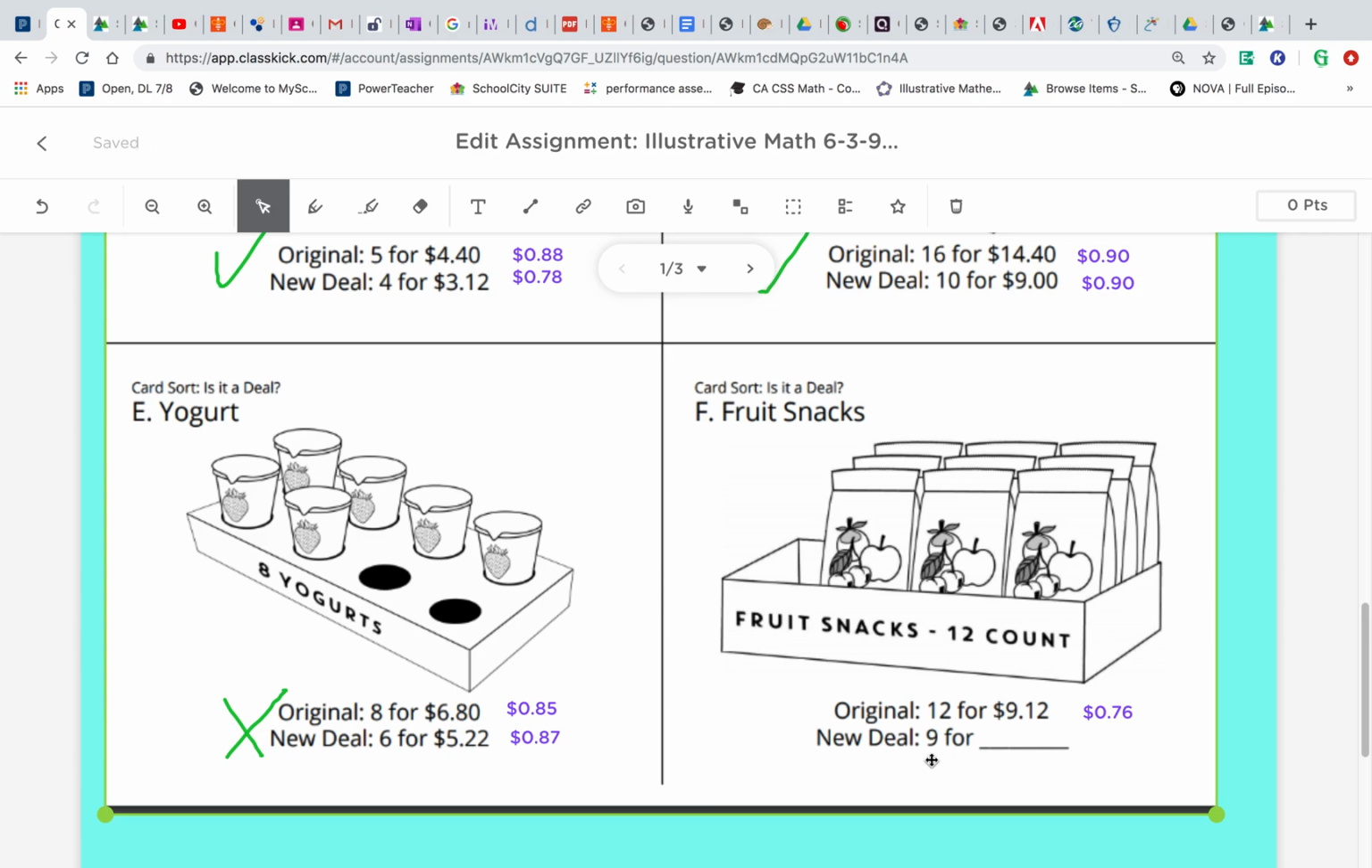The new deal, it's 9 for blank. So we don't know what the new deal is, but we want to see what would be a good deal if we knew that we were going to be getting 9 for a certain amount, right? So, well, the idea is that if we paid 76 cents for 1 here, we don't want to pay more than that down here. We want to pay either the same amount or less, right? So if it was 76 cents for 1 and we got 9, how much would we expect to pay? Well, let's see. 9 for 76 cents, that's going to be 9 times 76 cents.